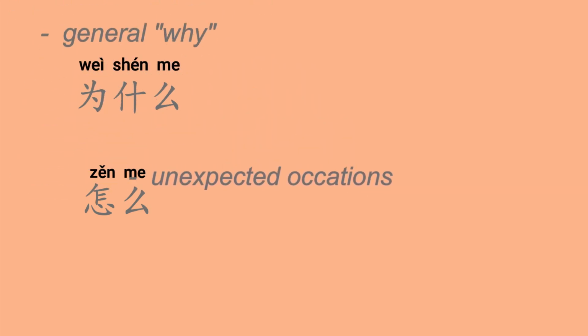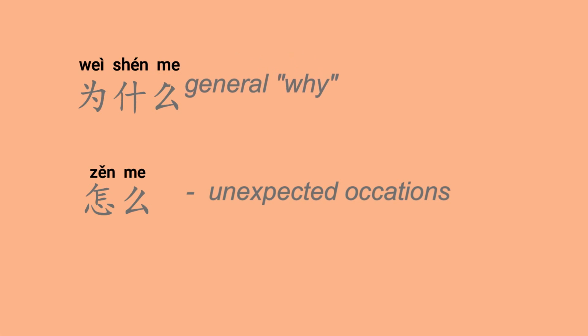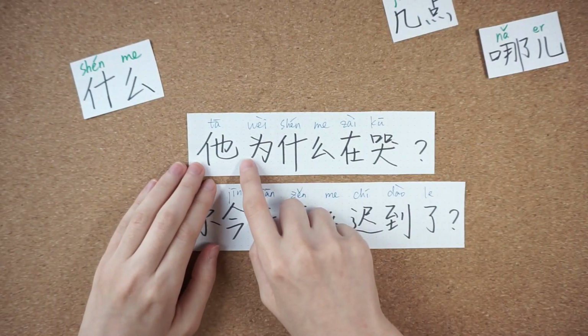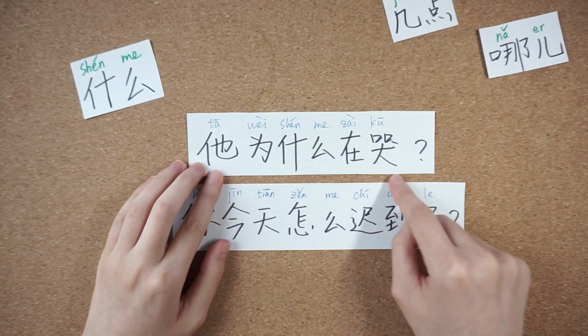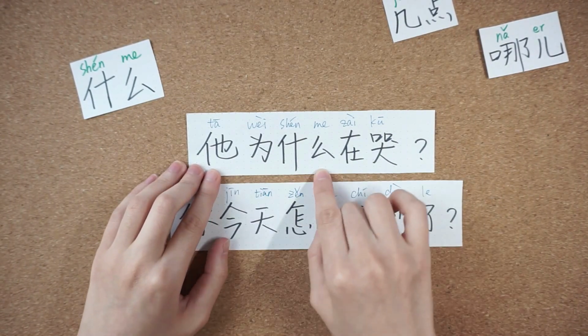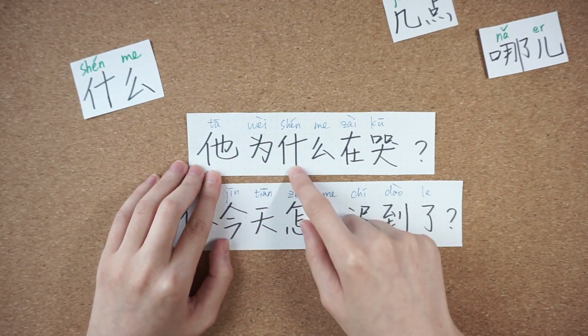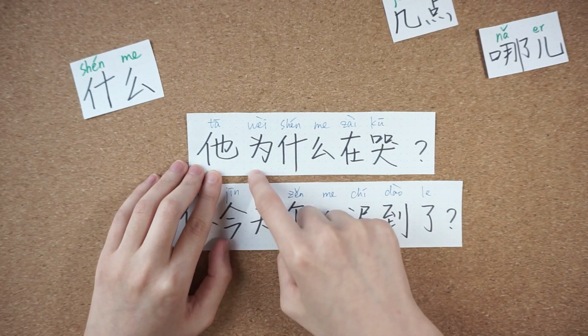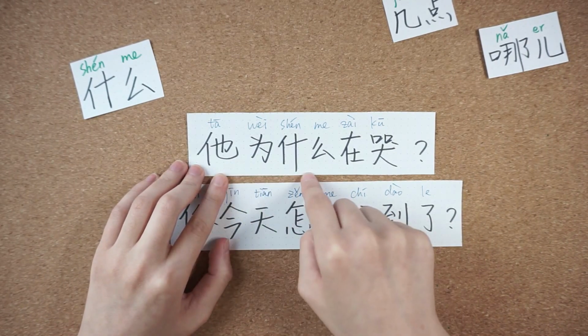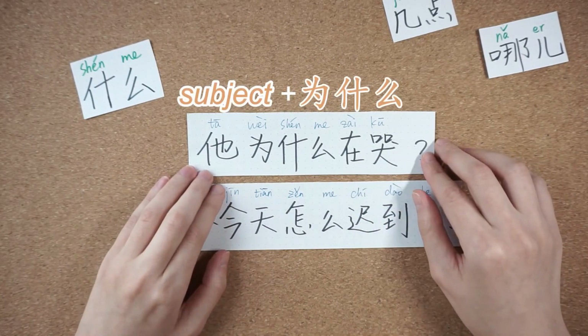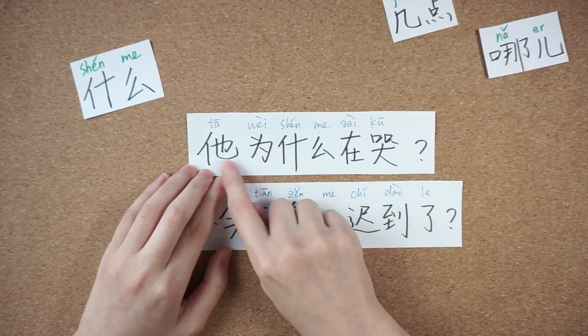There are 2 words to express why. The first one is 为什么? The second one is 怎么? 怎么 is used more in unexpected occasions. 为什么 is a general why. Let's try some examples. First sentence, 他为什么在哭? He, why, is crying. So 为什么 basically is for what? We learn 什么, right? 为 means for. He, for what, is crying. 为什么 is usually inserted after subject.